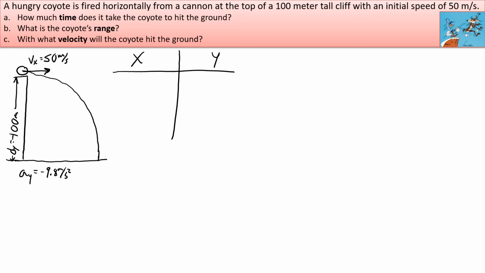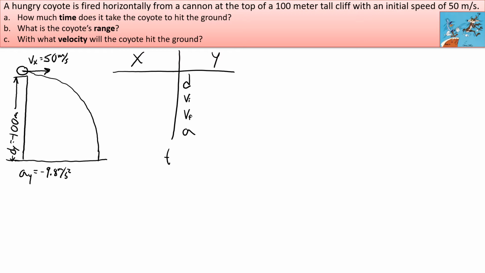Let's start with the y. We started the year talking about displacement. Then we talked about velocity. And then we talked about how if your velocity changes, that means you're accelerating. We also have time. Now I write time down here because the time is the same in the x and y direction. That's the only thing that's always the same.